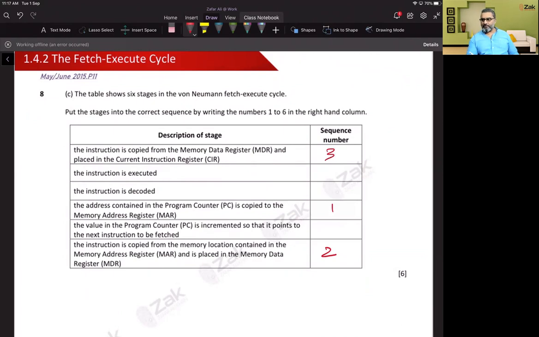The value in the program counter is incremented. This is 4. So this is fetch completed, and then decode and then execute. All right, so mind it. First you have to complete fetch, and then decode, and then execute.